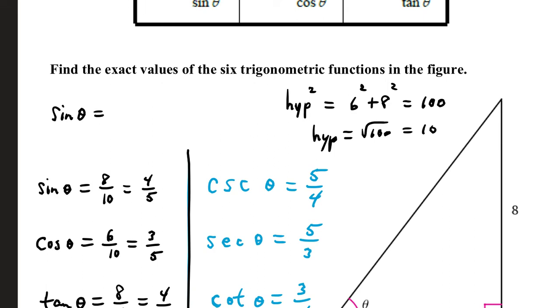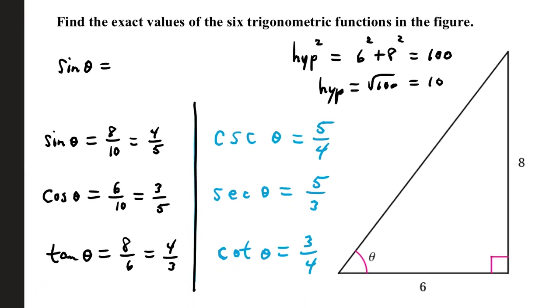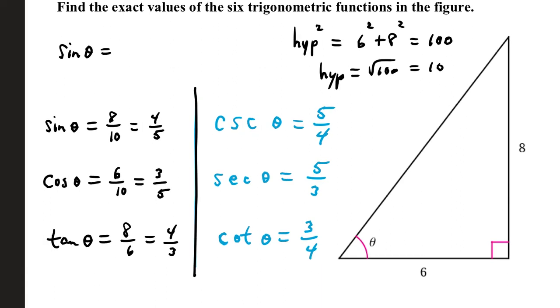Find the exact values of the 6 trigonometric functions in the figure. We have a right triangle with legs of 6 and 8. And that should kind of feel familiar. That's the one we had on the first slide. 6 squared plus 8 squared is 100. So the hypotenuse is the square root of 100, or 10. This longest side, the hypotenuse, is of length 10.